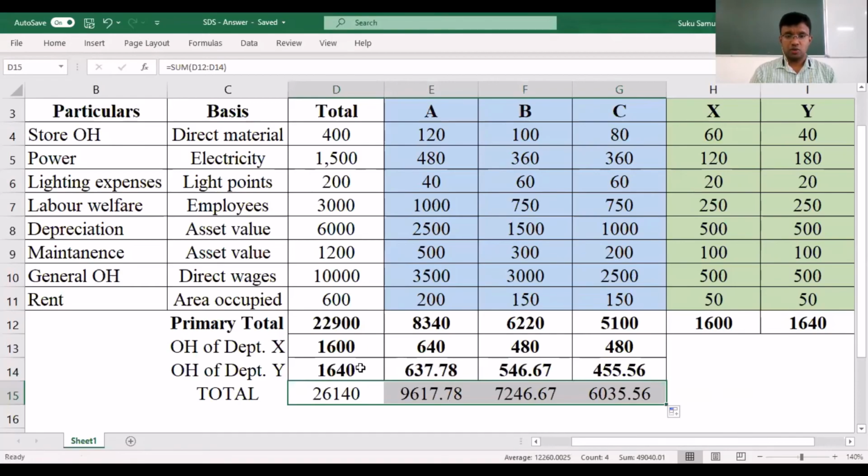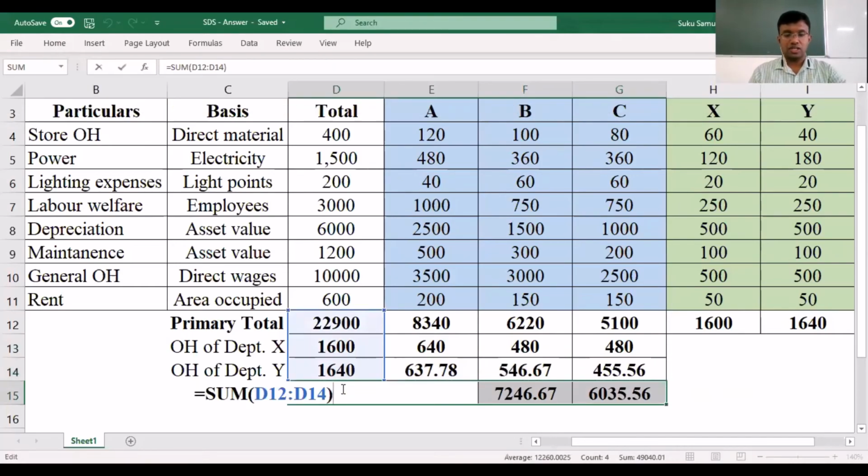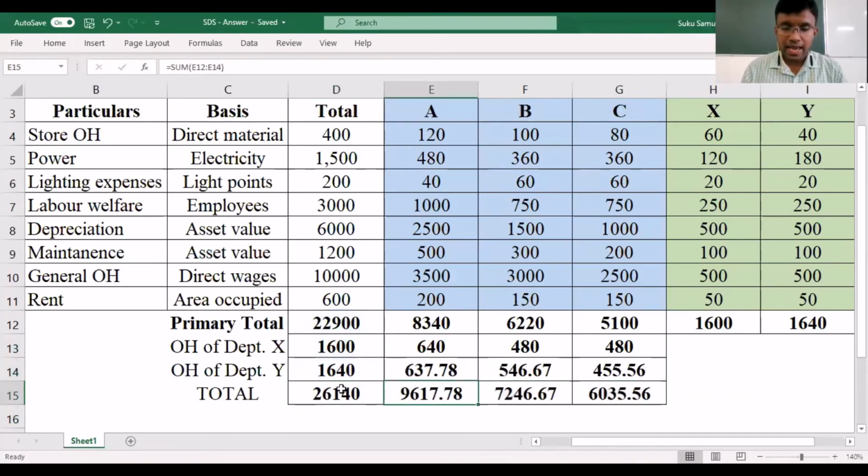What you see on the screen are the overheads that have been distributed among the production departments. Let me talk about the significance of these values. A's total is 9,617.78. What does this imply? What this implies is that A's share of its own overhead is 8,340.